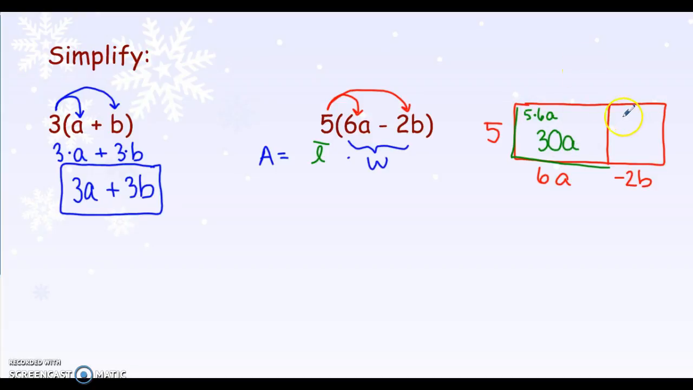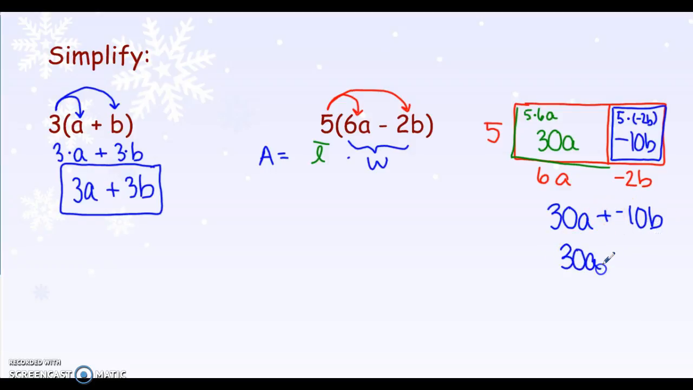And then I want to do the second part. For this box, find the area. So length times width. So 5 times a negative 2b. A negative times a positive is a negative. 5 times 2 is 10, and we stick the b after it. And now we add the parts. 30a plus a negative 10b. And if we have adding a negative, that's the same as subtraction.